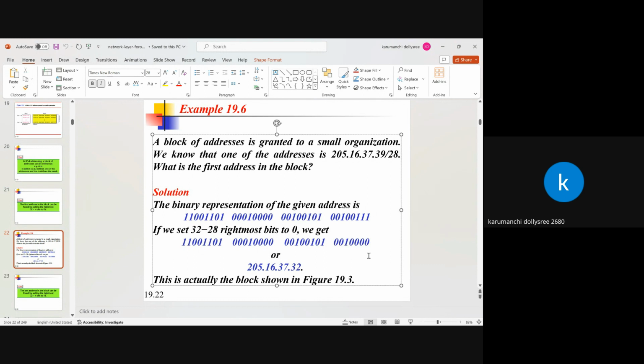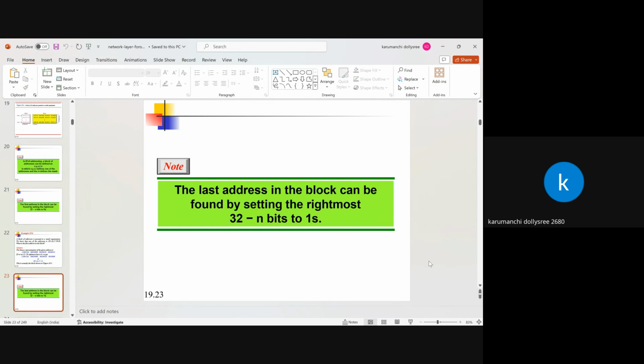So when it is converted into this, what will be the address here? So 2 power 0, 2 power 1, 2 power 2, 2 power 4, 2 power 8. It will be coming in this way, right? So what is the value here? This is 32, right? Yes or no? So that is how we will get the first address.